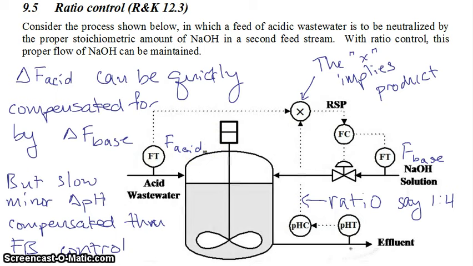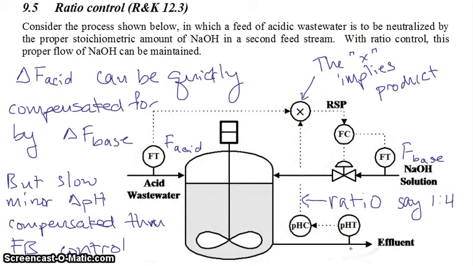So what you have is, again, just like in the other advanced control methods we've talked about so far, a particular disturbance that can be rejected by this control method. In this case, it would be the flow rate of the acidic wastewater stream. This disturbance can be compensated for quickly by quickly adjusting the flow rate of the base stream in such a way that the ratio of the two flow rates remains constant.